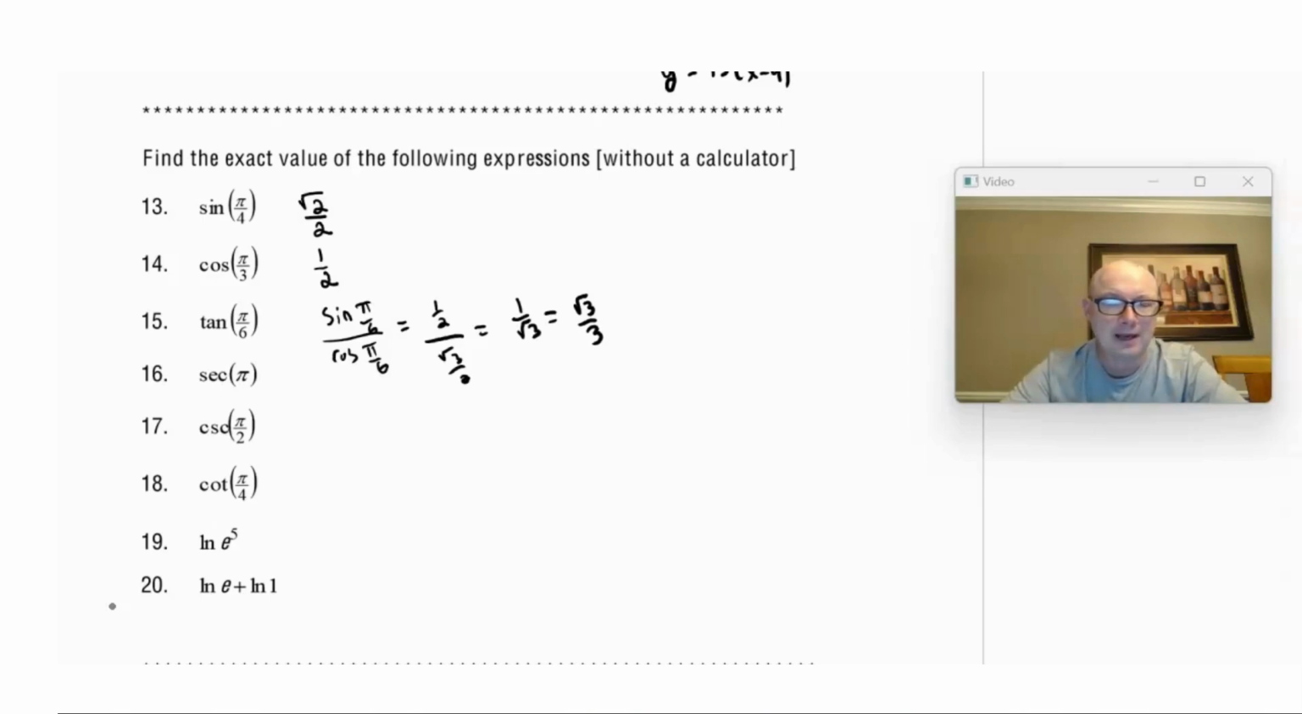The secant of pi is the same thing as 1 over the cosine of pi. Cosine of pi is -1, so this would come out to be -1. Secant of pi over 2 is the same thing as 1 over the sine of pi over 2. Sine of pi over 2 is 1, so we would get 1 here. Cotangent of pi over 4 is 1 over the tangent of pi over 4. We have these reciprocal identities. Tangent of pi over 4 is equal to 1, so this answer would be 1.